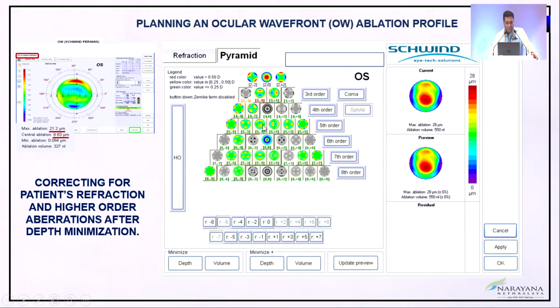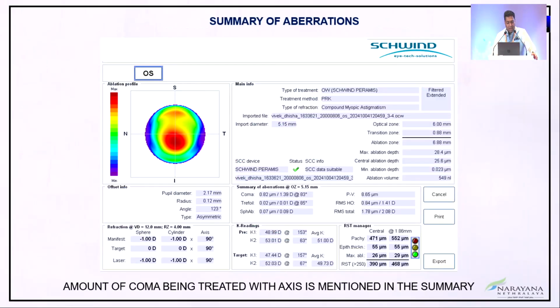So the machine itself knocks off the ones which are not important and just treats what is significant in your procedures. You always look at the amount of coma and what axis your coma is on, and it gives you both microns and diopters, which also has a huge impact, because you know that this amount of coma will disappear or reduce with this axis when you're treating these aberrations.